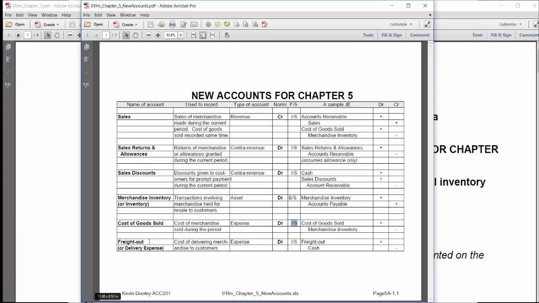Last one, freight out or delivery expense. This is for the cost of freight that we send to our customers when it's our responsibility to pay the freight. And that's an expense account with a debit balance, and you find that also on the income statement. So you can think of this sheet as kind of like a crib sheet for all the new accounts that you're encountering in Chapter 5.